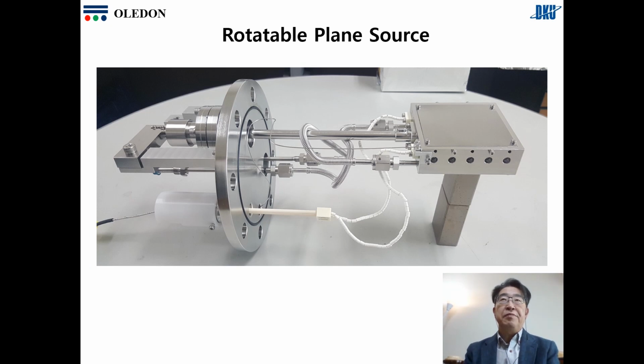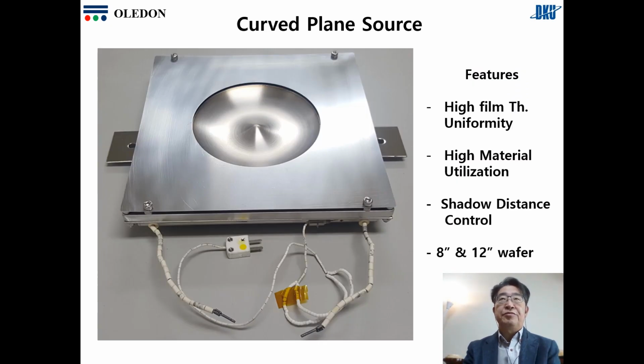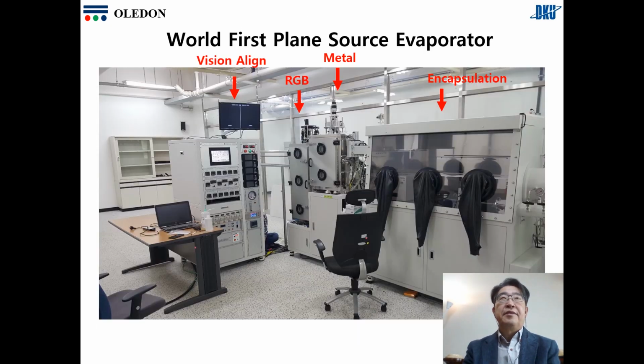My rotatable plane source shows a rotatable flange connected to a flat metal plate with a wire heating and cooling assembly. Another photo shows a curved plane source for controlling higher film uniformity and smaller shadow distances. The world's first plane source evaporator has been set up successfully for testing of shadow distance, doping process and device processing in Dankook University.